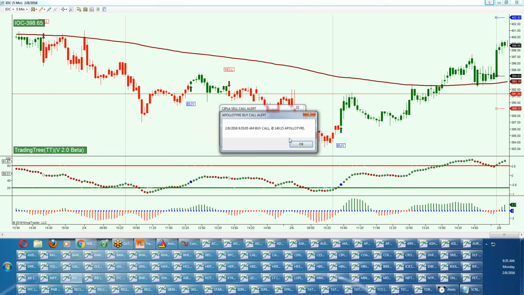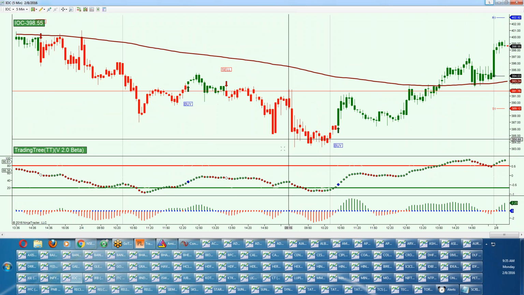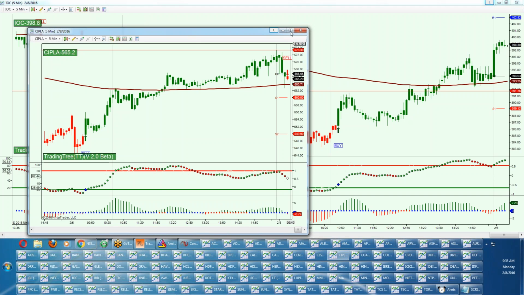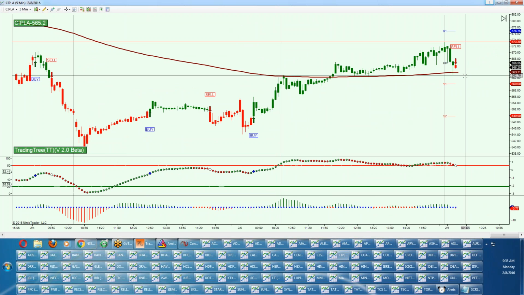We have a sell in Cipla, buy in Apollo, sell in Havells. So we have just seen that the pharma pack is also negative. So since you have got this call right above this brown line, I would suggest you short it here at 562.